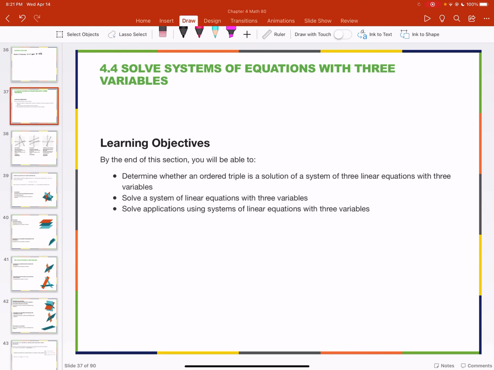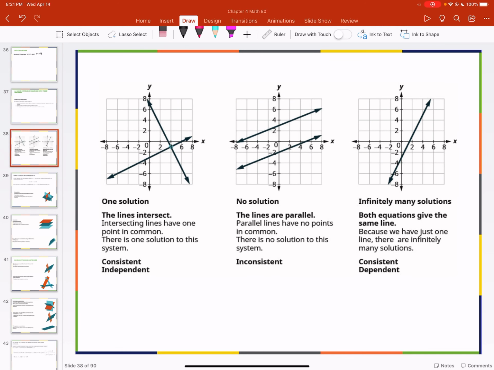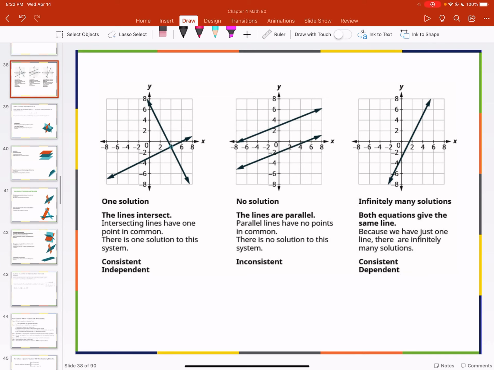Okay, so first of all, remember how when we were doing systems of equations with 2 variables, you have one solution, no solution, and infinitely many. The ones that have solutions are considered consistent, and the no solution is considered inconsistent. The intersecting lines we also call independent, and the infinitely many solutions is called dependent. So there's an analogous version for 3 variable equations.